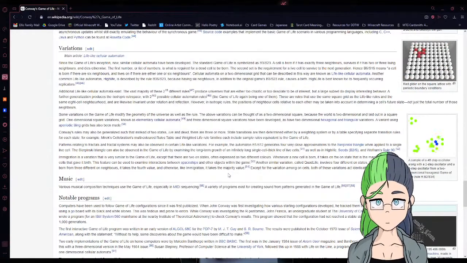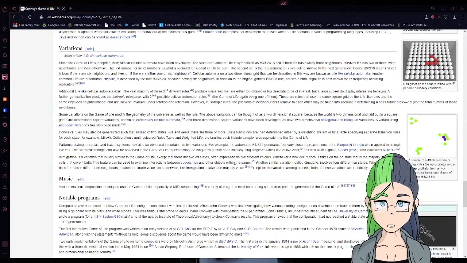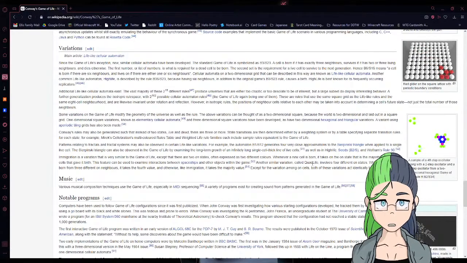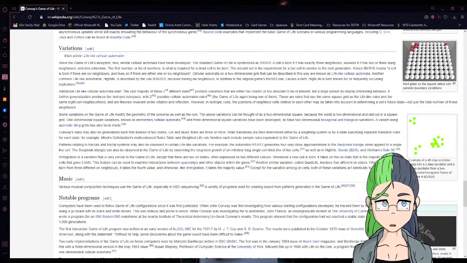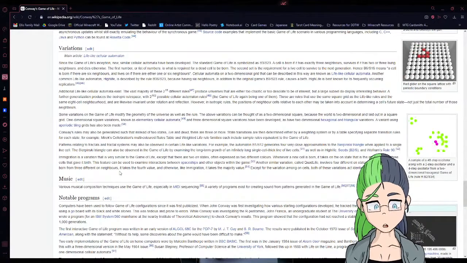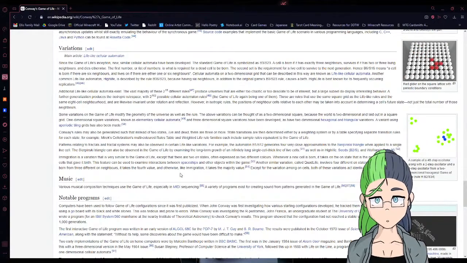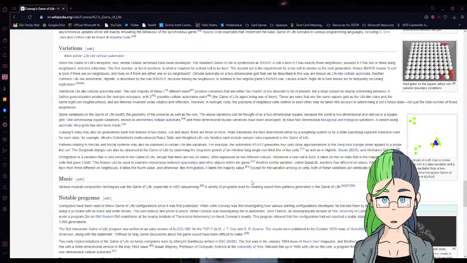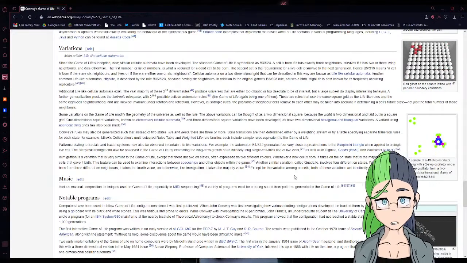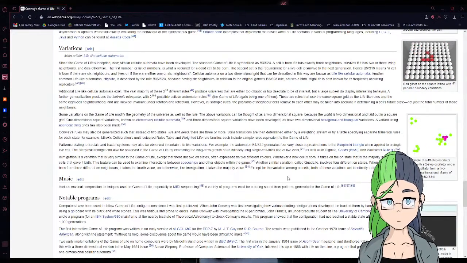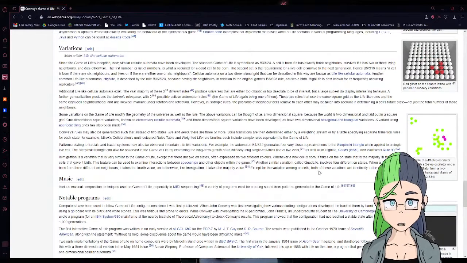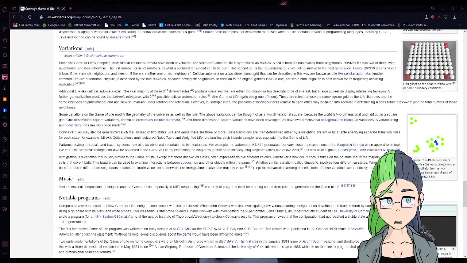Anyway, interactions between spaceships and other objects within the game. Similar variation called quad life involves four different on states. When a cell is born from three different neighbors, it takes the fourth value. Otherwise, like immigration, it takes the majority value. Except for the variation among cells, both of these variations act identically to the game of life.